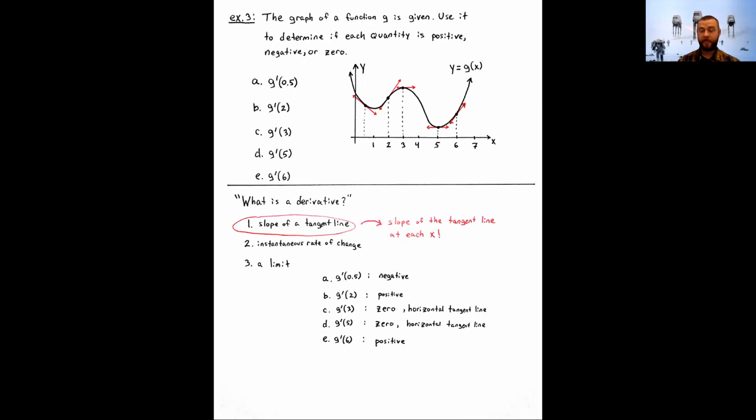All right, part B, that tangent line has positive slope. Part C, at least as best as I can draw it by hand, as I would in class with a chalkboard, which I miss very much. We see that the tangent line is horizontal, so it would have zero slope. Same thing at 5. So for part D, g prime of 5 is 0. The tangent line is horizontal there.